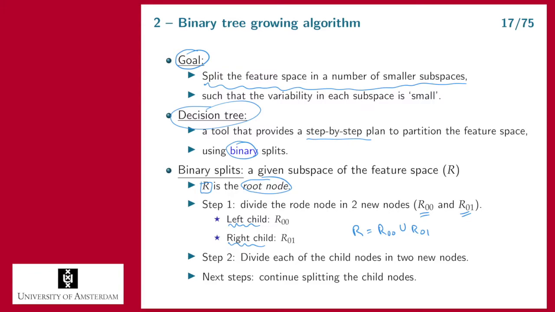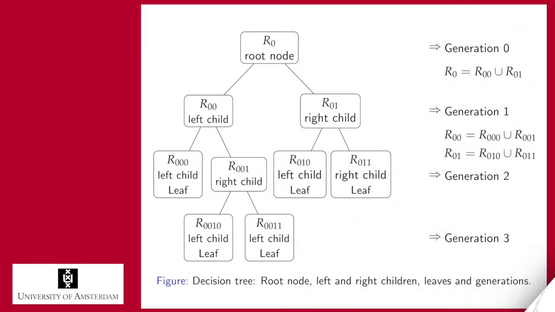Then in the second step, we take either R00 or R01 and we split that again in two parts. And then we can take another node, split it again in two parts. And if we continue like that, we create more and more subregions of our feature space. In this figure, you see what happens if we do consecutive binary splits.